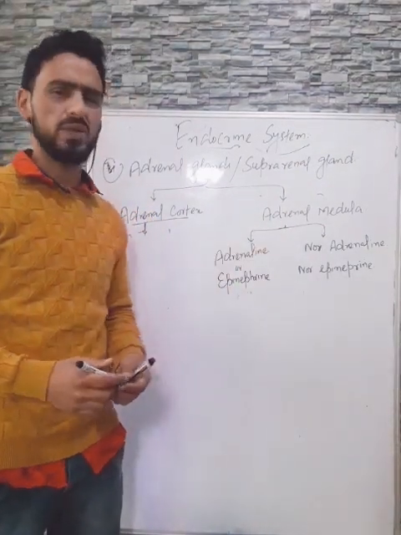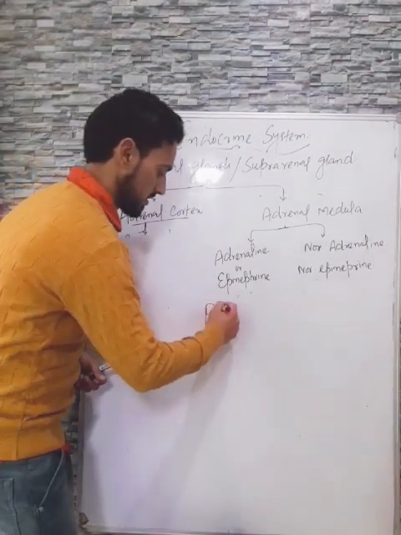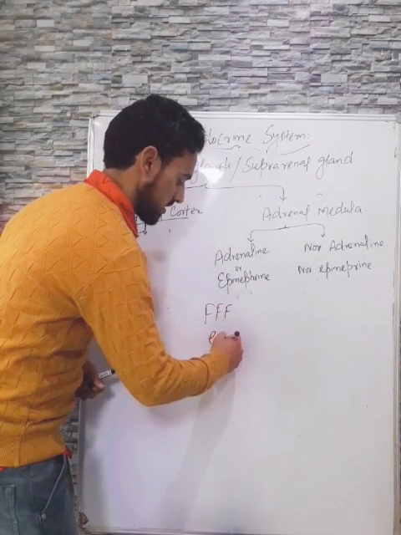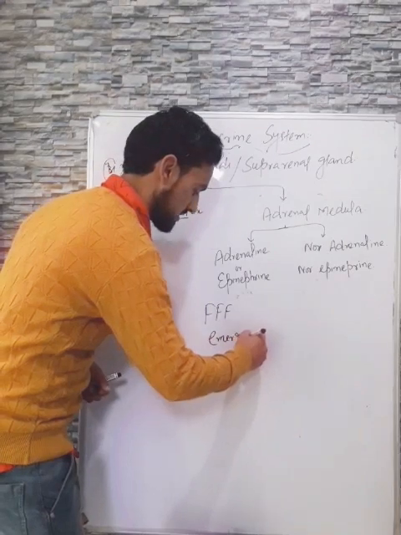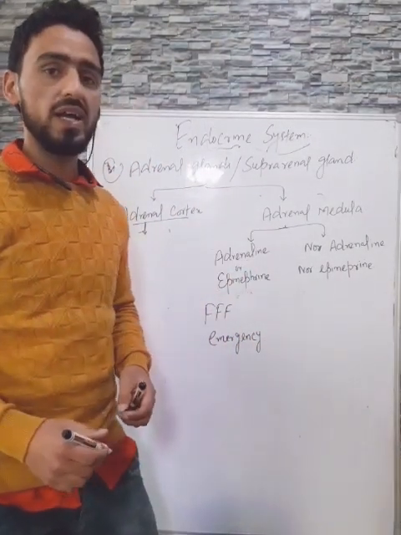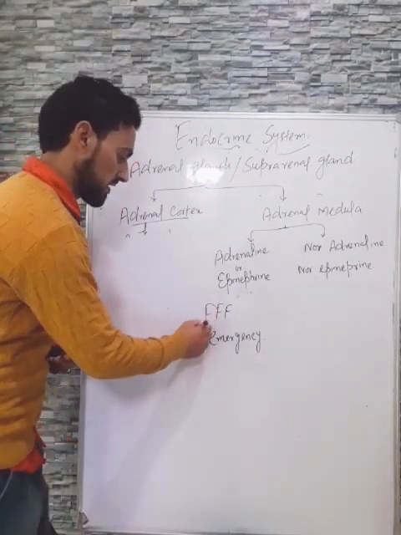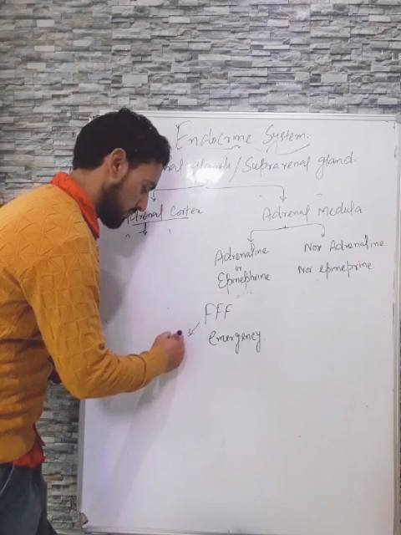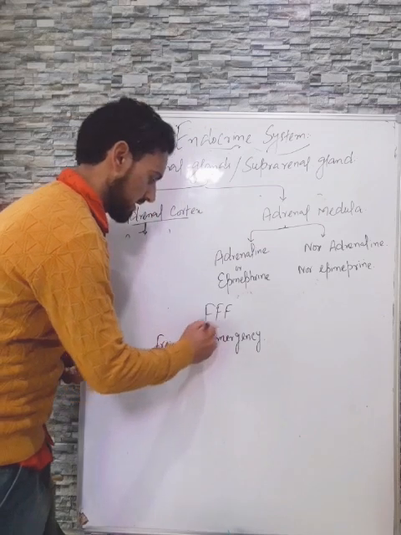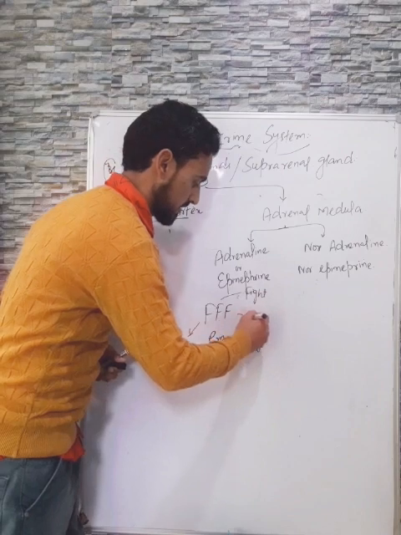They act as the emergency hormones. They are also known as the triple F hormones, because these hormones are released by our adrenal medulla at the time of emergency. Triple F stands for fright, fight, and flight.